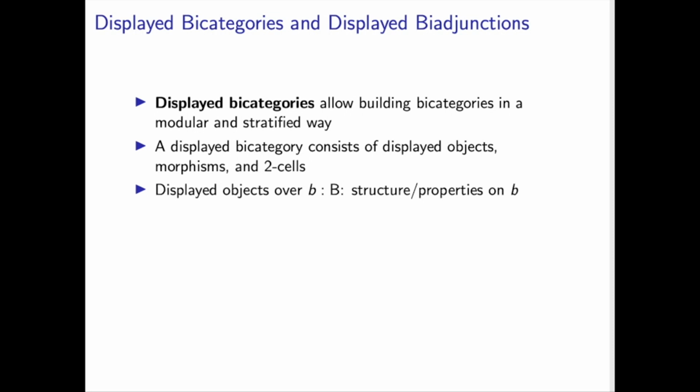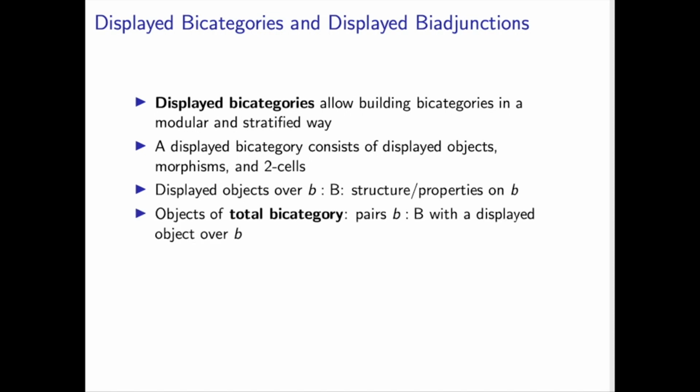The displayed objects are just functions from PX to X, so this is just the point constructor. And the displayed morphisms and displayed two-cells are just morphisms and two-cells of algebras, so structure-preserving maps and structure-preserving cells. If we have a displayed bicategory, then we can form the total bicategory by pairing. So if we return back to our example, then the object in the total bicategory consists of a one type and a function from PX to X.